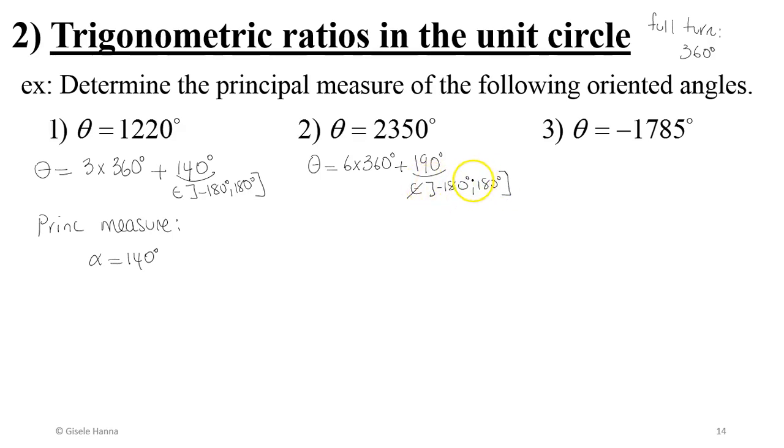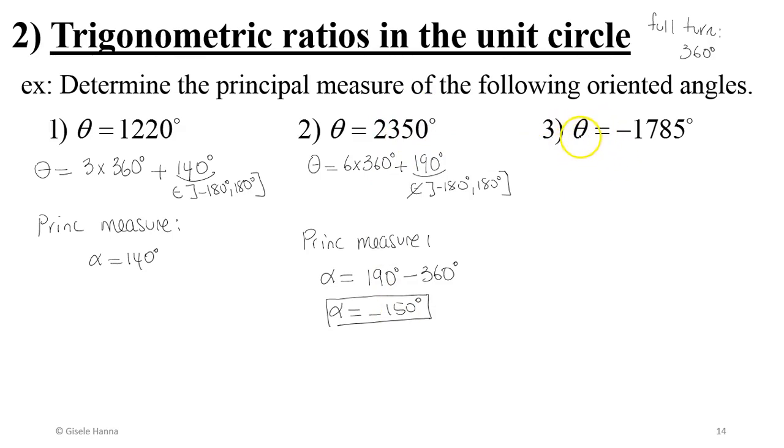So not being in this interval, it means that this remainder still has a full turn. So for the principal measure, if the remainder is positive, you'd subtract a full turn from it. If the remainder is negative, you'd add a full turn. So 190 minus 360 would in fact give you negative 150 degrees. So negative 150 degrees is the principal measure corresponding to theta.